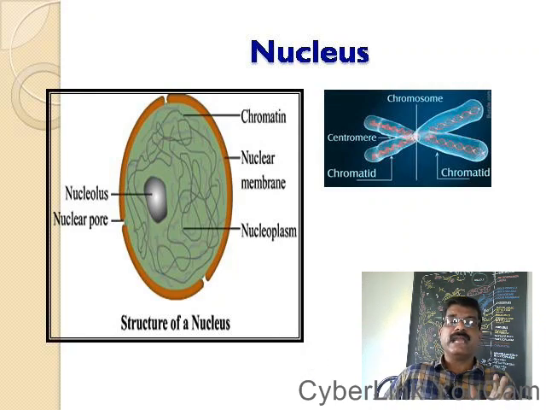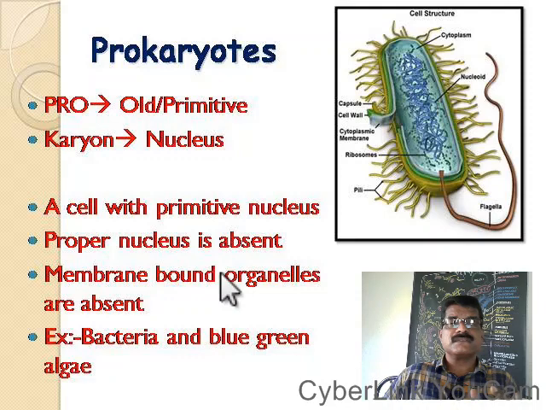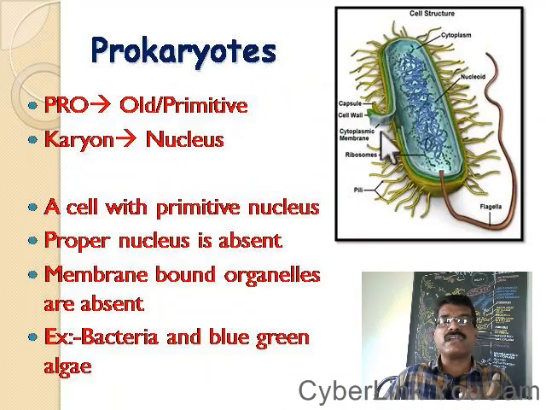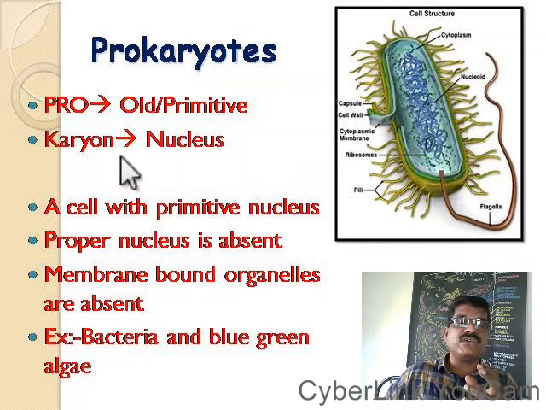Now, based on the formation or the development of a cell, the cells are classified into two types. One is the prokaryotic cell and another one is the eukaryotic cell. This cell is a eukaryotic cell, and this is a prokaryotic cell. This is a bacteria. What is a prokaryotic cell? Prokaryotic cell means a cell in which the nucleus, karyon means nucleus, pro means primitive, old.